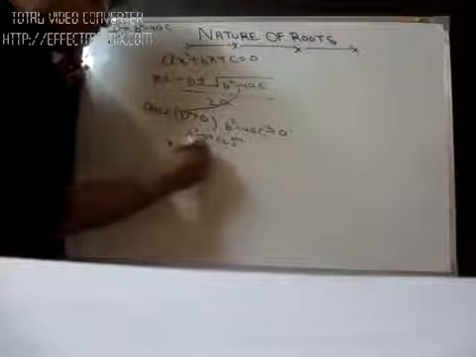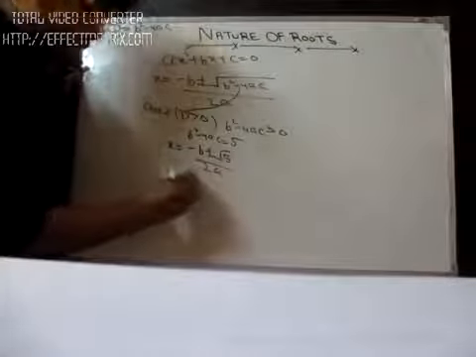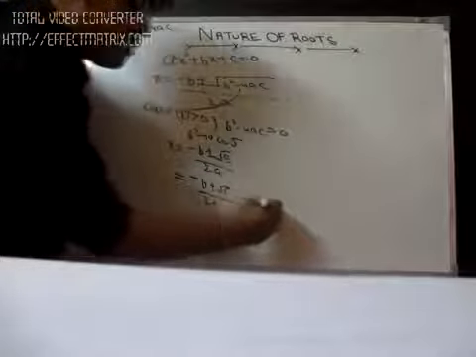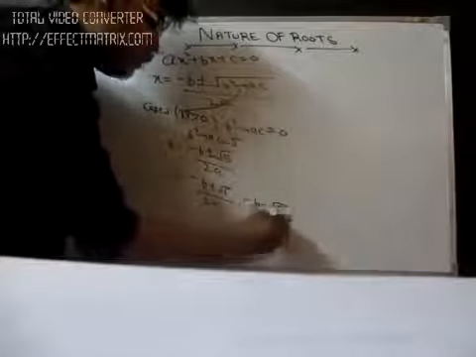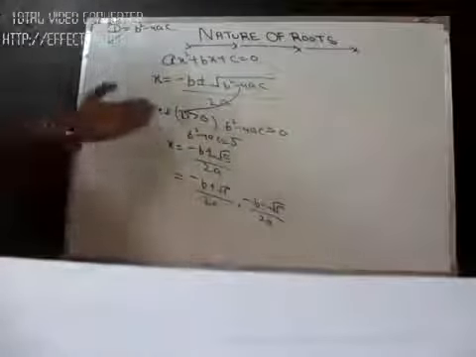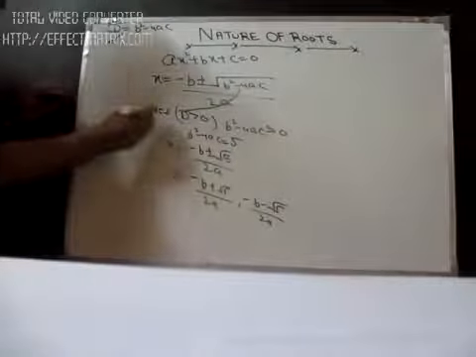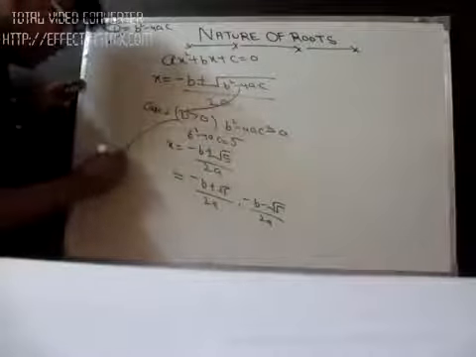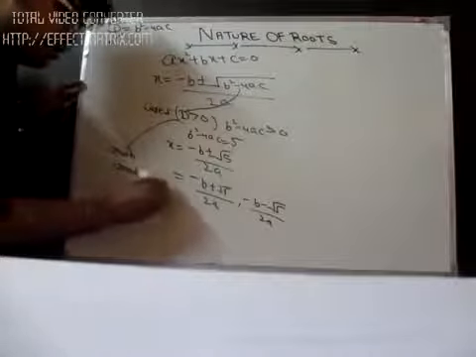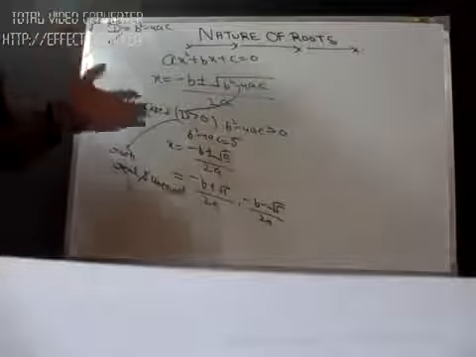So x is equal to minus b plus minus root 5 by 2a. So one value will be minus b plus root 5 by 2a, and the second value will be minus b minus root 5 by 2a. So these values will be unequal and real. So when D is greater than 0, roots will be real and unequal. Roots real means the graph will cut the x-axis.